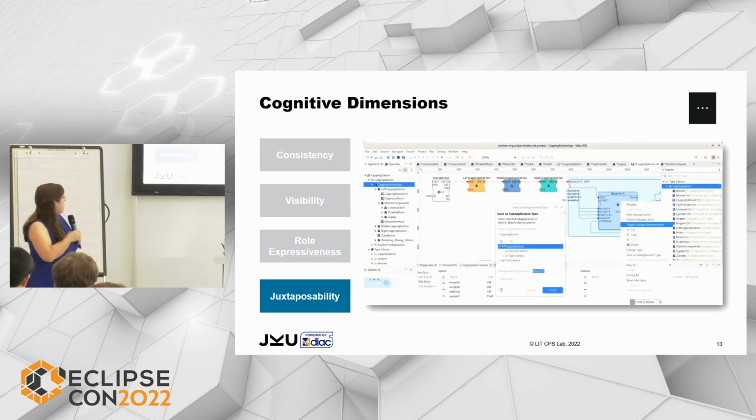Finally, I mentioned one dimension which Eclipse IDE is quite good at, which is juxtaposability, and that difficult word is supposed to mean that I can arrange my views flexibly. So in IDEs, we have views. We can put one view on a different screen.